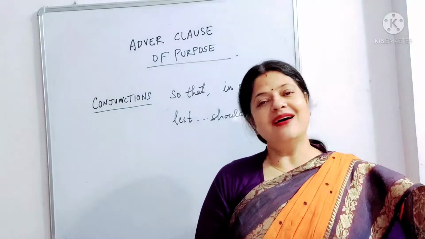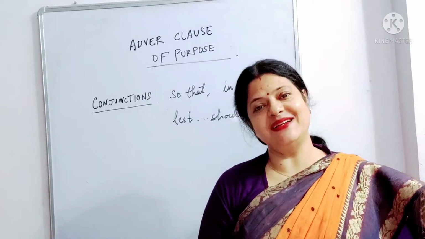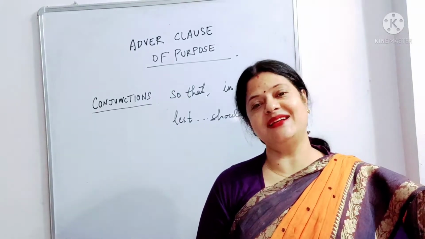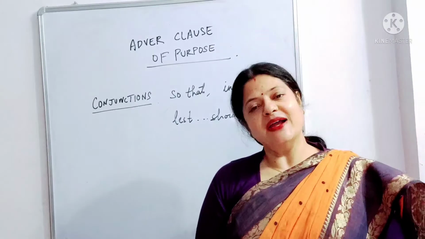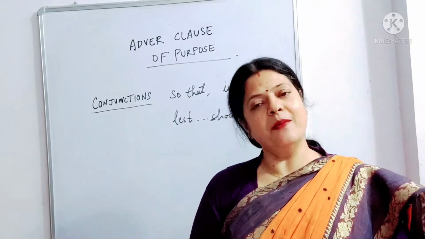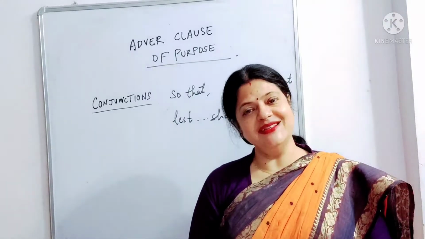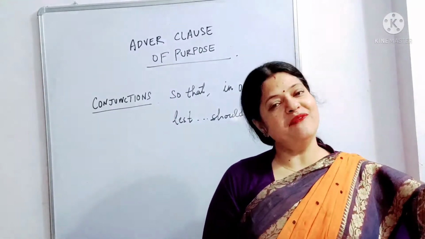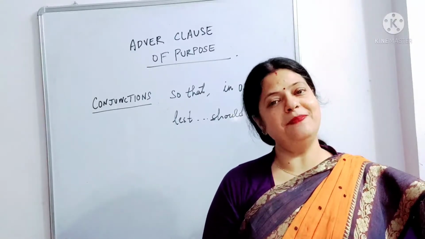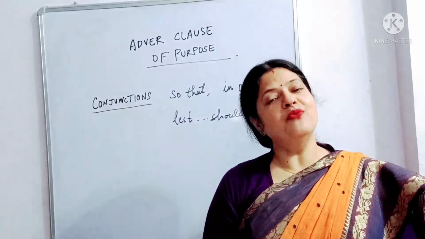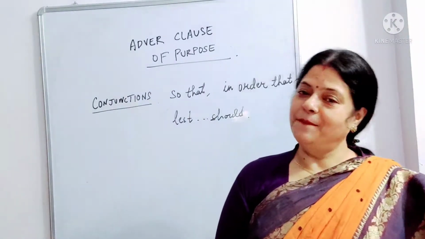And now we are learning how we can add two or more than two simple sentences to make one complex sentence by using adverb clause. And in adverb clause, we have learned about adverb clause of time, place, reason. And in today's video, we will learn how we can add two or more than two simple sentences to make one complex sentence by using adverb clause of purpose.